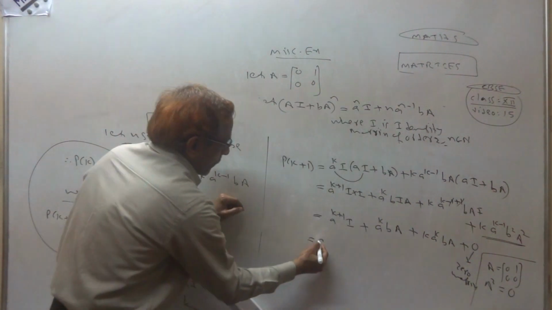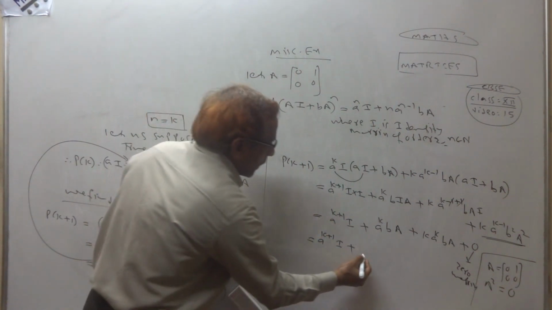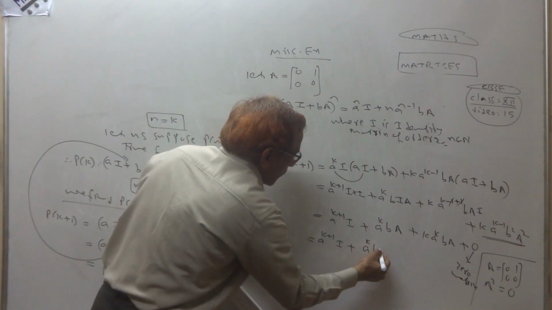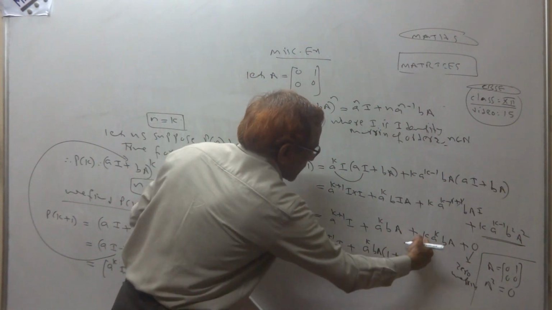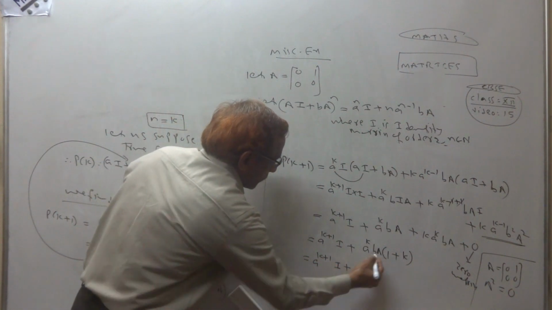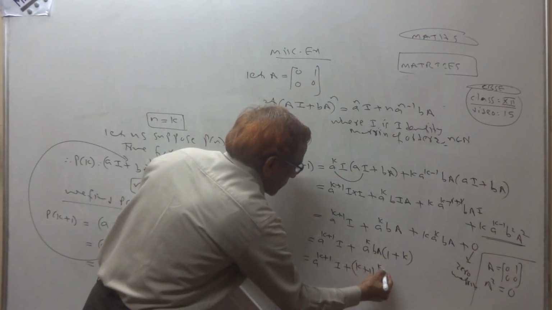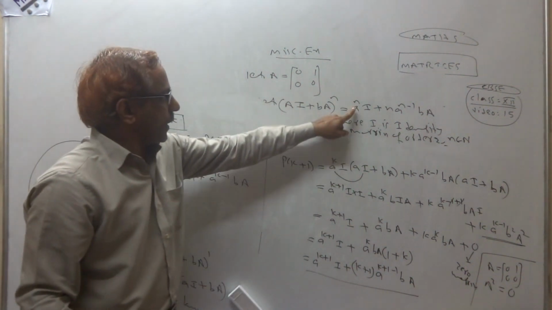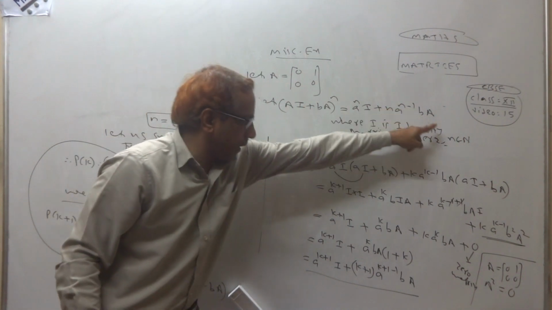So finally, A^(k+1) I. Here we take A^k B A common. If we take this common, what will be left is 1 plus k. You can write finally (k+1) A^((k+1)-1) B A. You check the answer now. You got A^(k+1) I + (k+1) A^((k+1)-1) B A.